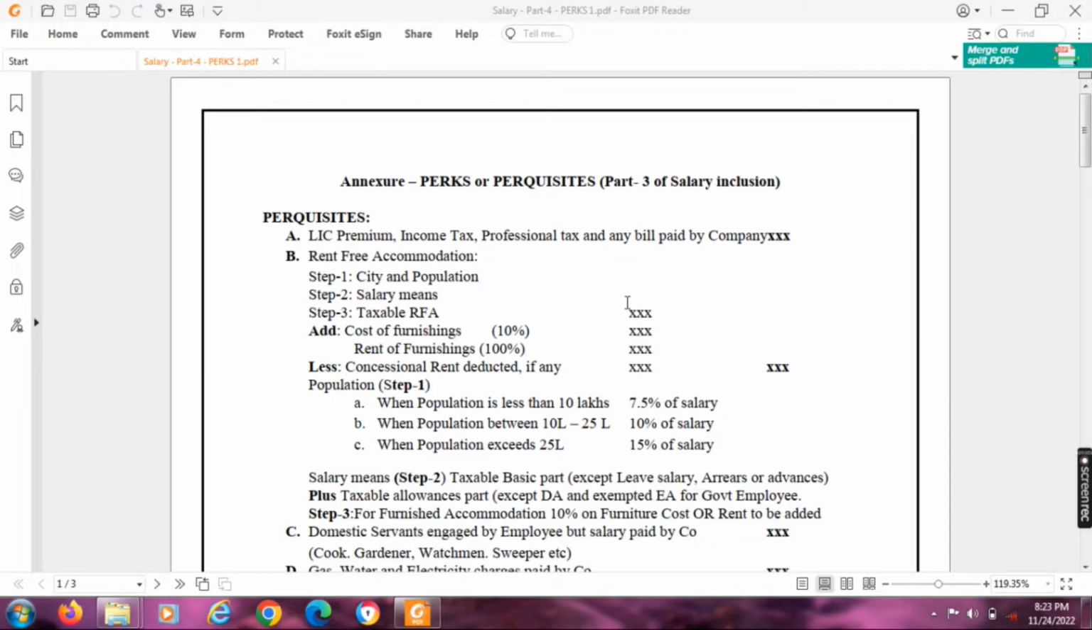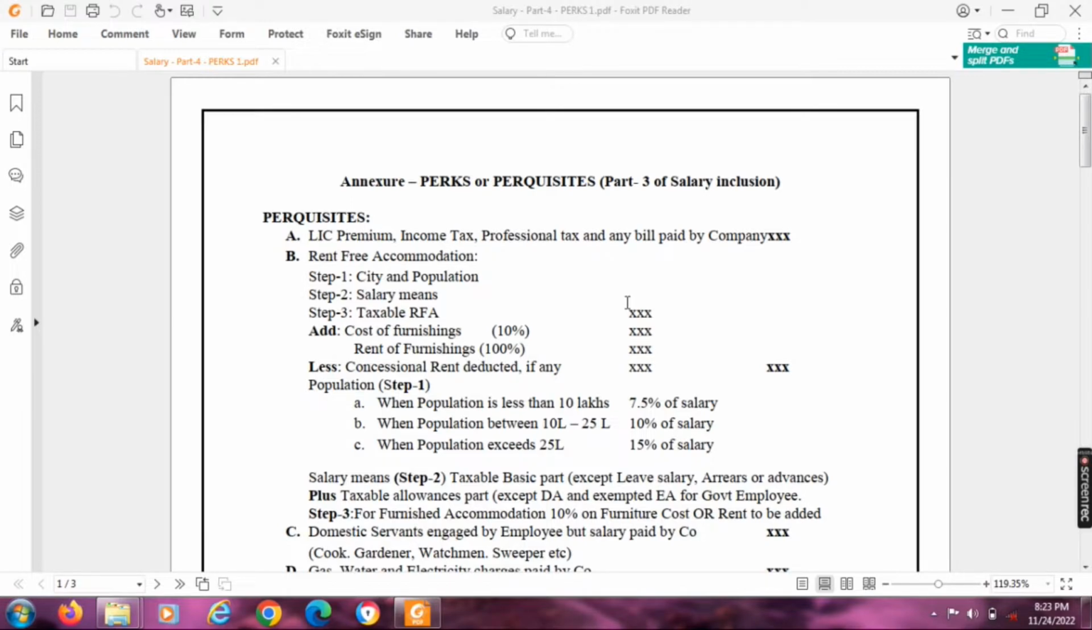Based on that only, we have to calculate the taxable rent-free accommodation, RFA. With that salary, we have to add cost of furnishings. In case when the rent-free accommodation is furnished accommodation, means the actual cost of the furnitures, 10% we have to add with the percentage of salary. And in case when the furnishings are paid through rent, means the rent of furnishings 100% have to add. And less concessional rent deducted by employer from employee, if any, balance only taxable rent-free accommodation.